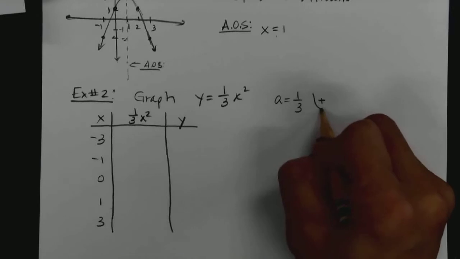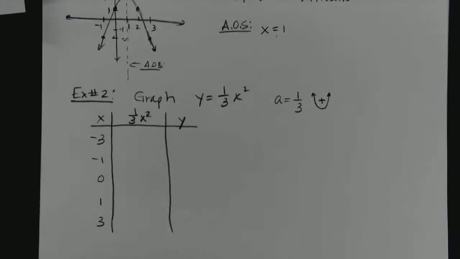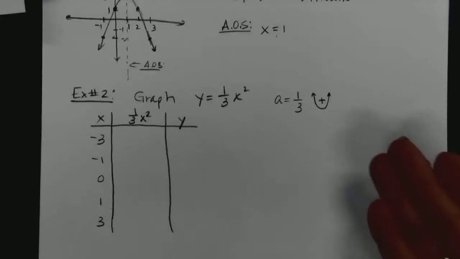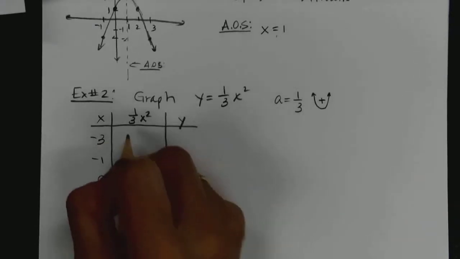It's positive, so your parabola should look like this, upright. That's the first thing you should check. Is it going to be pointing down or pointing up? And my vertex would be at the top or the bottom. That's what you're looking for. This one, the vertex is at the bottom. Okay? All right, let's plug it in.